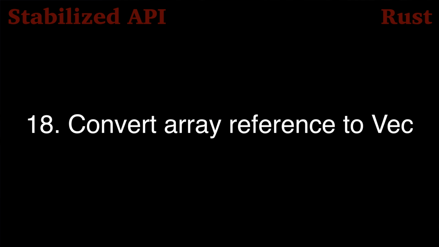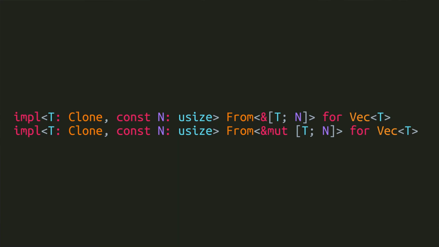Number 18, you can now create a vector directly from a reference to a fixed-sized array. As long as the array's type implements the clone trait, you can now convert from a fixed-sized array to a vector due to these new trait implementations that take advantage of const generics to implement the conversion for immutable and mutable references. This was already possible by first taking a slice of the array and then converting that, but now you don't have to go through that extra step.